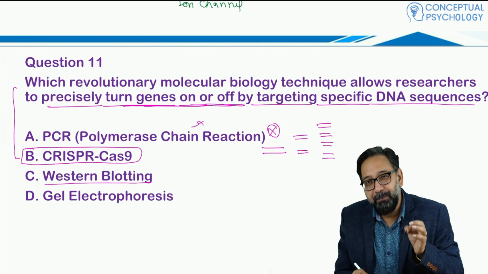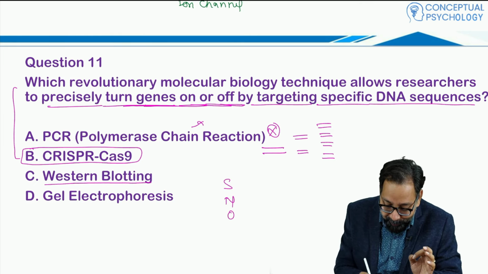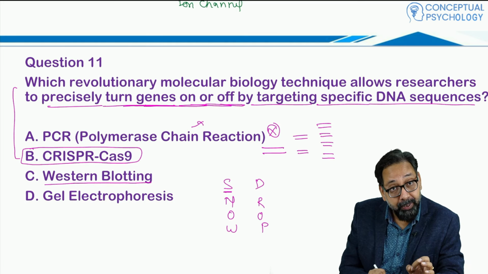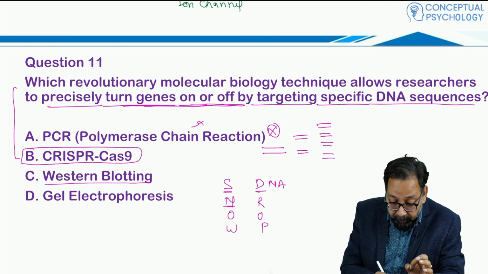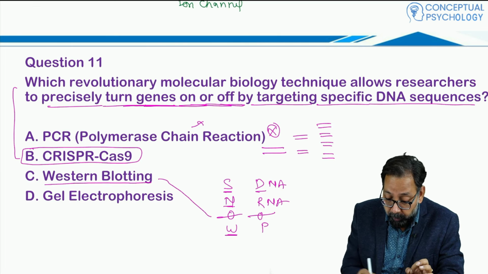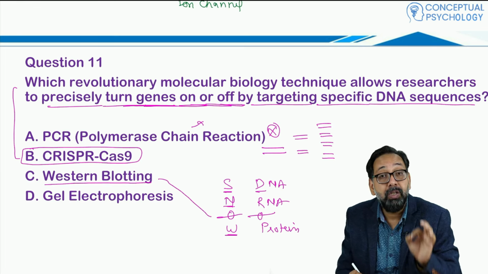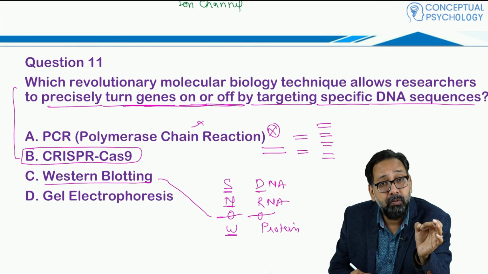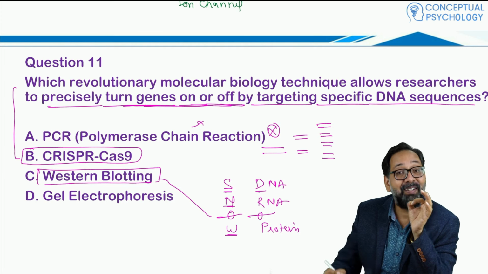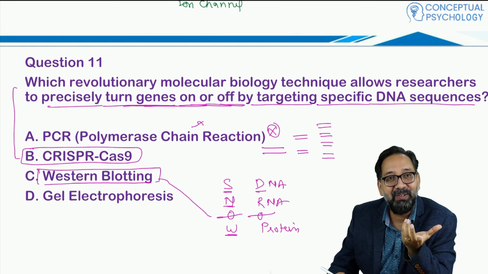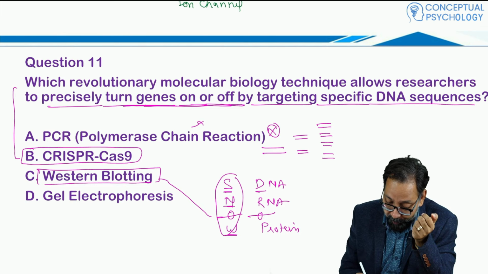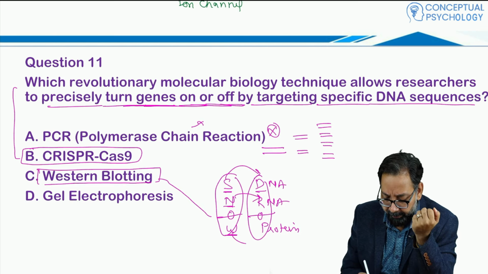Western blotting. Many times questions are asked and mnemonic is very simple. Snow, drop, or S for southern blotting, D for DNA, N for northern blotting, R for RNA. O for western blotting, for detection of protein. So southern blotting is done for detection of DNA, northern blotting is done for detection of RNA, western blotting is done for detection of protein. Okay, so western blotting is used for detection of protein, is not related to turn a gene on and off. So easily ruled out. Mnemonic is snow, drop, or simple mnemonic. South ka dosa, north ki roti, west ka pizza.